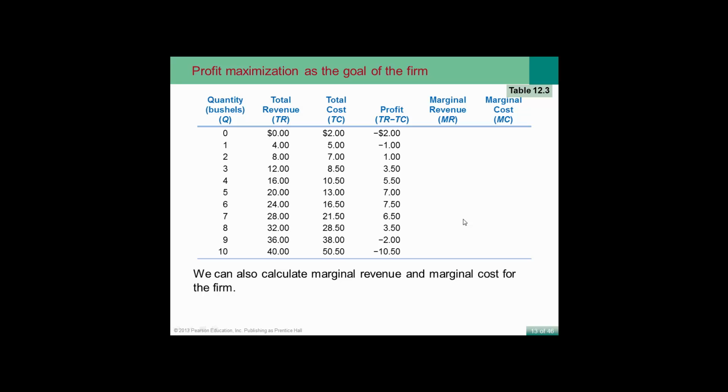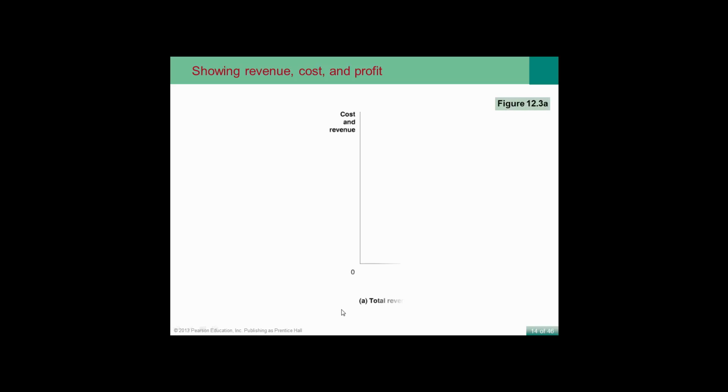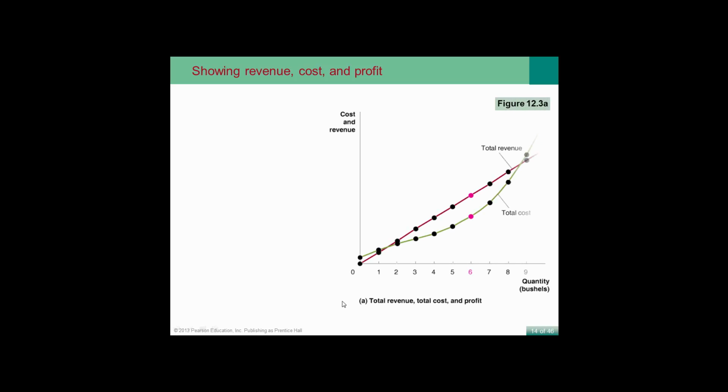We can also calculate marginal revenue and marginal cost for the firm. It's $4. Marginal cost is here. So profit maximization is where marginal revenue is greater than marginal cost, all the way until MR equals MC. Marginal revenue equals marginal cost, if that's possible.